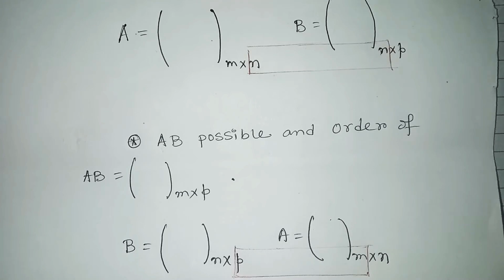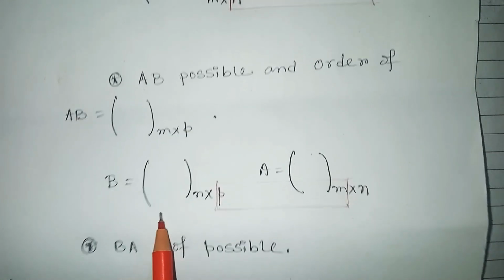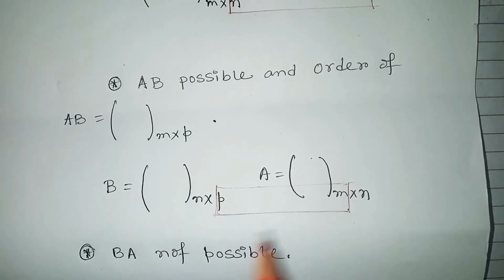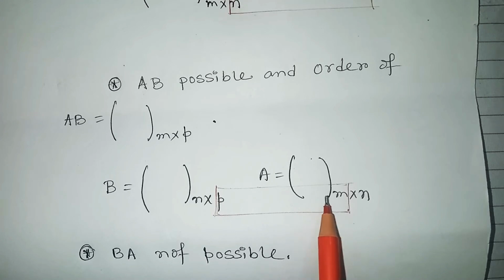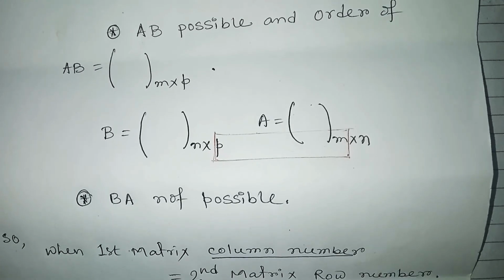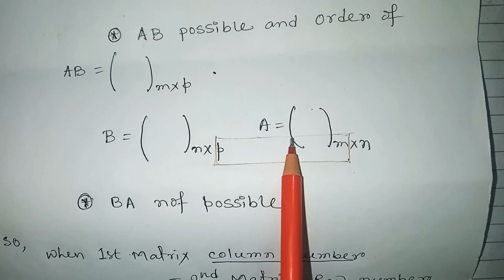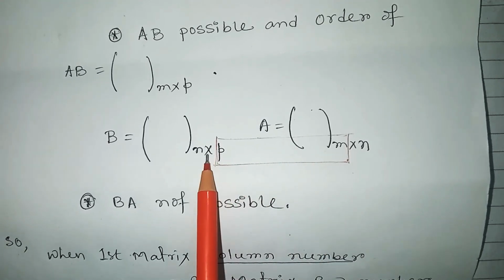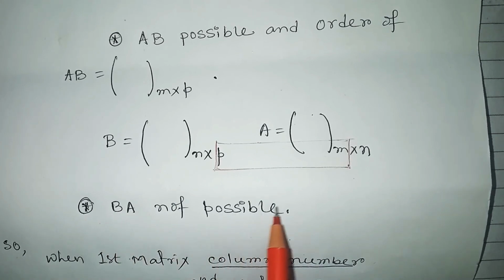I hope it's clear. So let's see whether BA is possible. Say again, I write B first and then A. So B is the first matrix and A becomes the second matrix. So the column number of the first matrix, B, is p, and the row number of the second matrix, A, is m. You can see p and m are not equal, so BA is not possible. I hope it's clear.